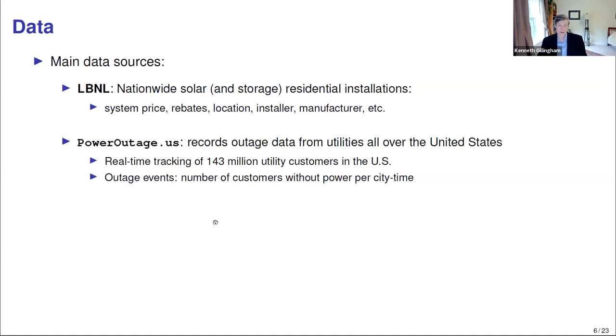We don't claim that it's comprehensive. It doesn't include every single power outage, but includes a lot. It has real-time tracking of 143 million utility customers in the US. And it tells us things like the number of customers, power outages per city, time, when these happen, et cetera.